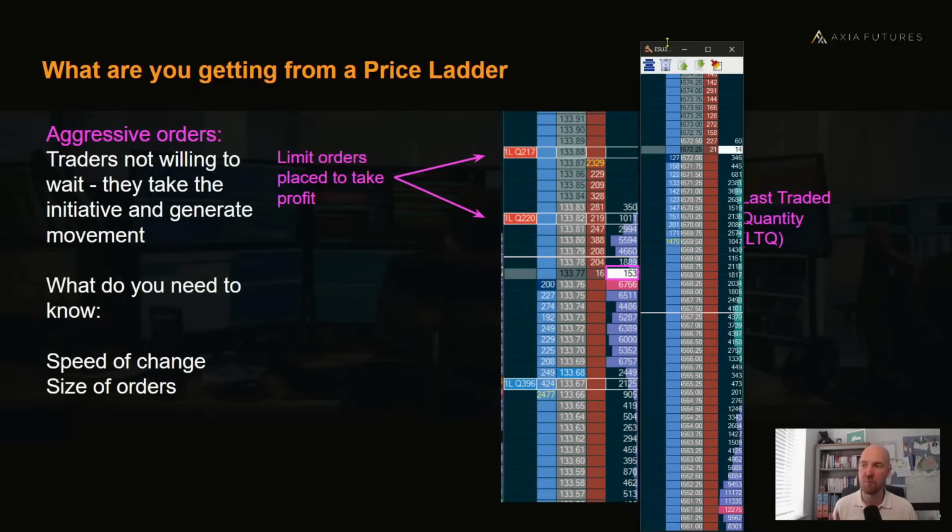This is the S&P in real time right at this point. If we just focus on the last traded quantity, you're looking for the speed with which this changes and the size of the orders. Now, you're seeing a lot of ones, 20s, twos. There's not a great deal going through here. It's not super quick for the S&P either. So this wouldn't get me thinking, yes, the market's about to start moving here.